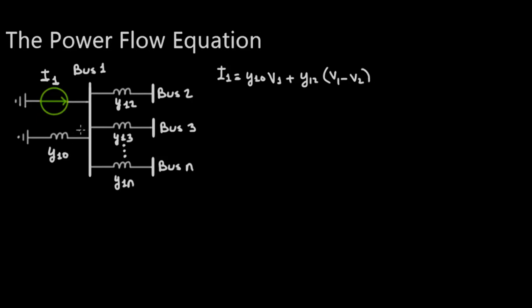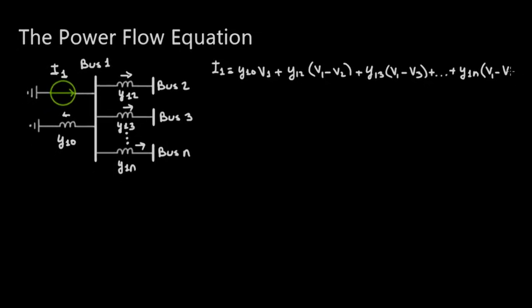Here I'm assuming that the currents on these branches flow this way, so they flow out of the bus. The current through the branch that connects to bus 3 would be Y13 times V1 minus V3, and then plus, again, we could have any number of buses in between, Y1n times V1 minus Vn. This bus right here is bus n.